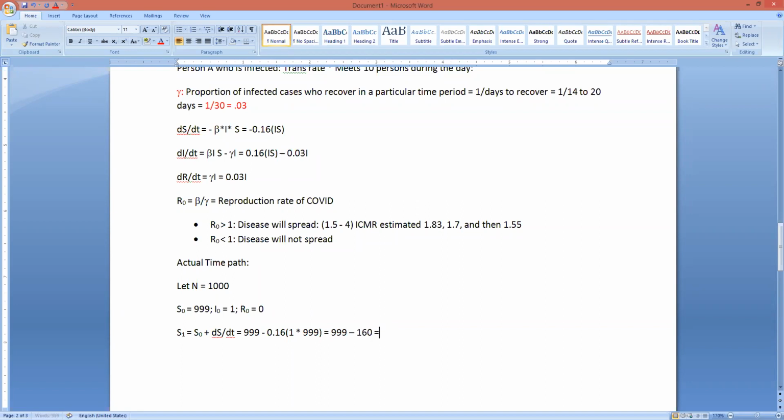Okay. So 999 minus 160 is equal to 839. So that means in the first period, you had 999 people who were not infected. Now the number of uninfected persons falls to 839.